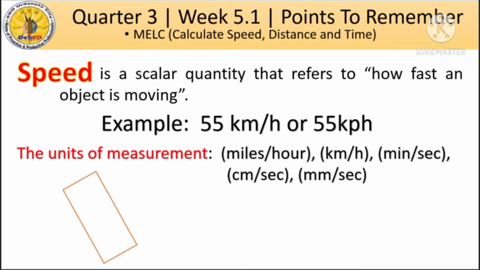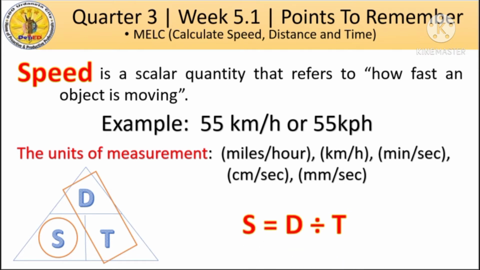In calculating for the speed, we use again this magic triangle. Distance is at the top portion of our triangle, then speed and time are at the bottom of our triangle. So if we are looking for the speed, then our formula will be speed is equal to distance divided by time.